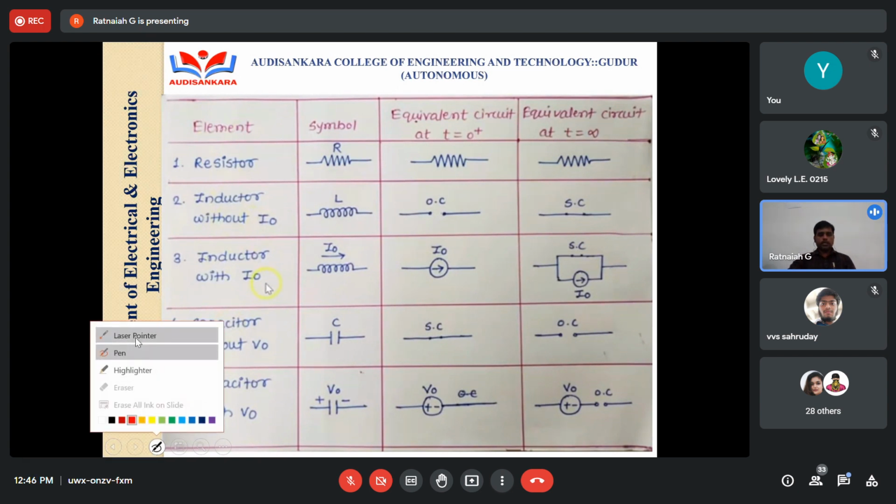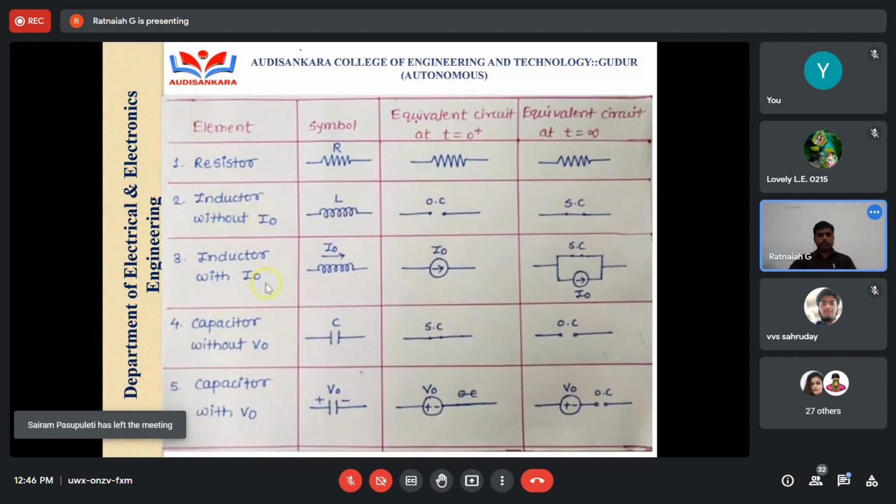From the table, you can understand every point. Let us take that point. I'm going to take the first one. The first column is the element. The second is the symbol. The third is the equivalent circuit at t is equal to 0 plus, meaning immediately after closing the switch. What is the behavior of the 3 elements? This one is at t is equal to infinity, meaning after fully charging, that is, finally fully charged. What is the behavior of the resistor, inductor and capacitor?